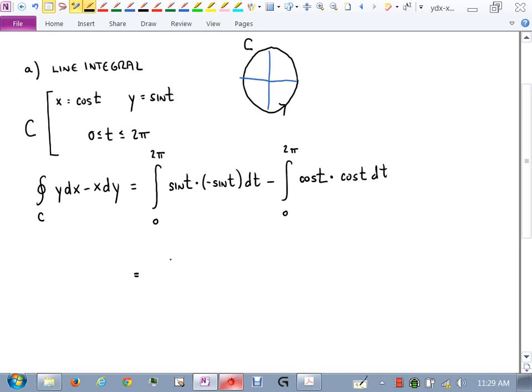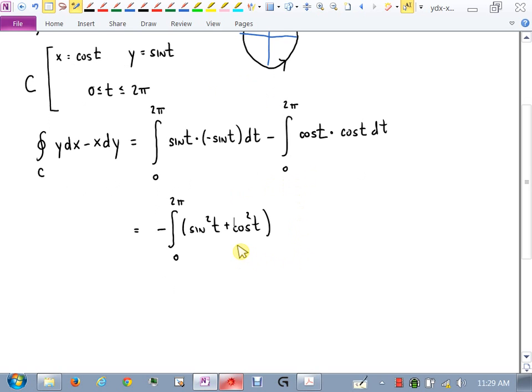Now I can turn this all into one integral. I can also factor a negative out. I'm doing that because I'm seeing that I have sine squared t plus cosine squared t. Do you see that? I've got a negative sine squared, I've got minus cosine squared. These are the same integrals with respect to the same variable, so I can just turn it into one integral. This is just negative integral 0 to 2 pi of 1 dt.